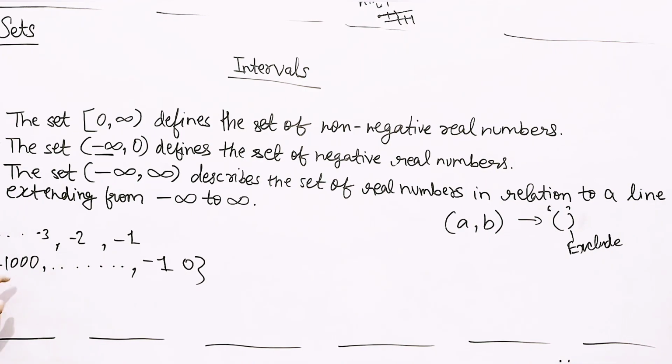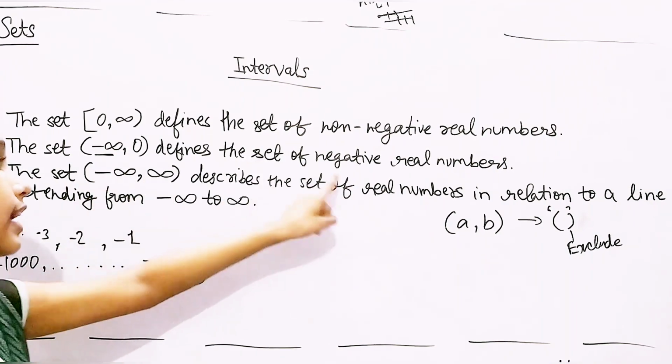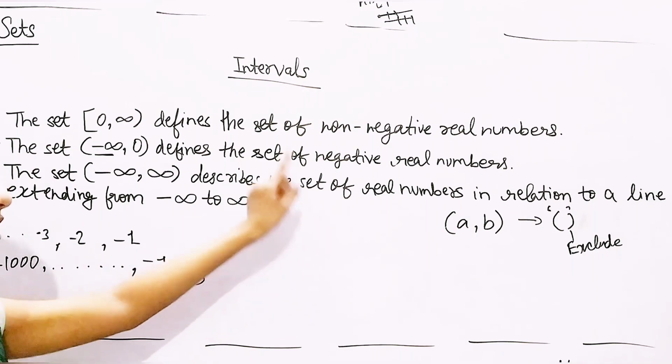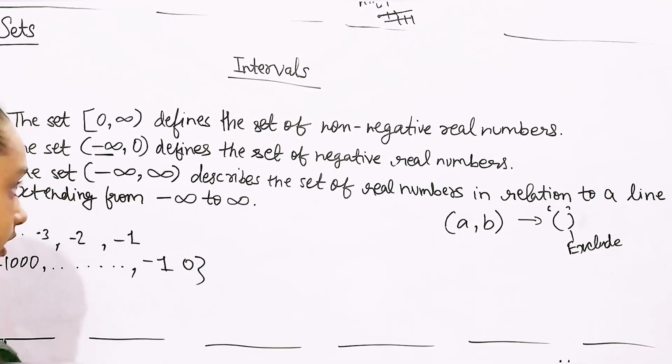Actually, it will continue and it's not going to end. I'm just showing you. I thought I should write 1,000, but you already know that this will never end. So this open interval negative infinity and 0 defines the set of negative real numbers, in which the positive real numbers are not going to be included.